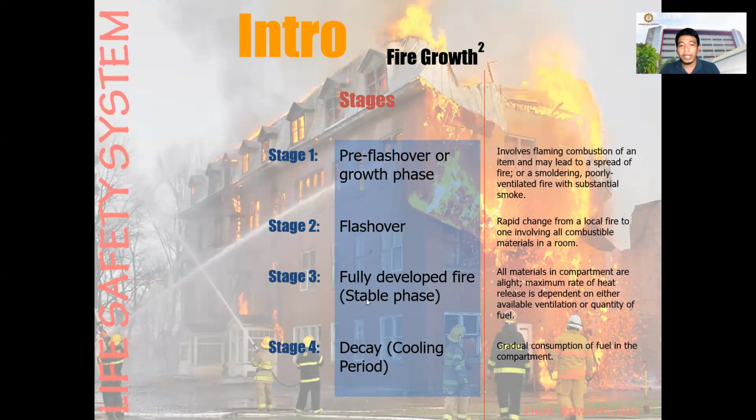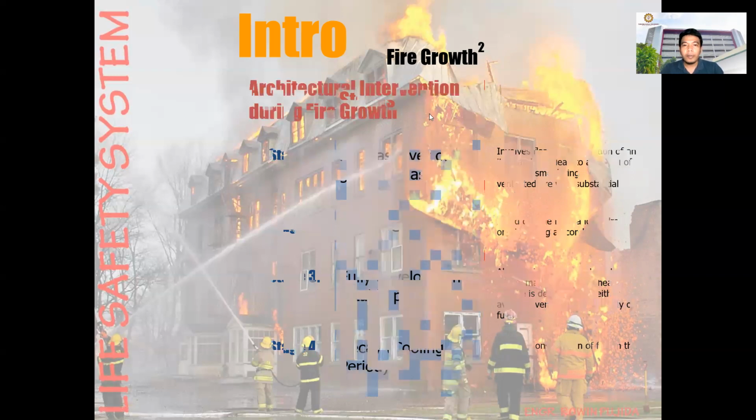And then for stage 3, that is fully developed fire, that is the stable phase. So all materials in the compartment are alight. Maximum rate of heat release is dependent on either available ventilation or quantity of the fuel. And then stage 4 is the decay. You have the cooling period, the gradual consumption of fuel in the compartment. So those are the stages of fire growth.